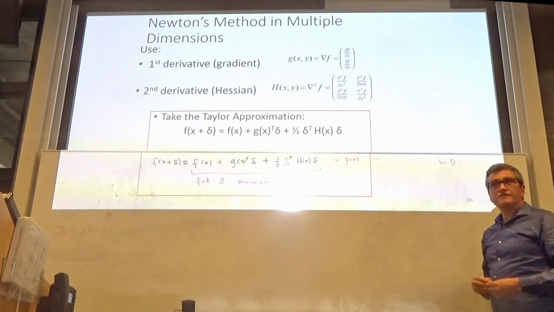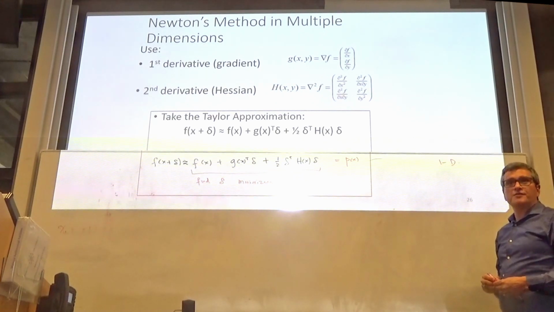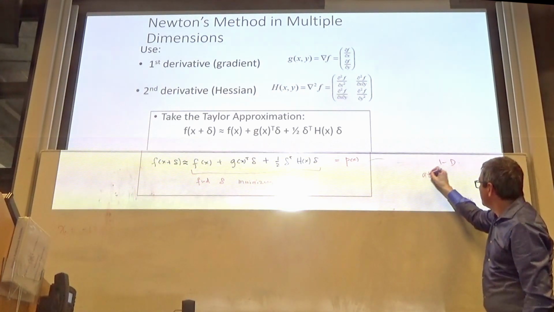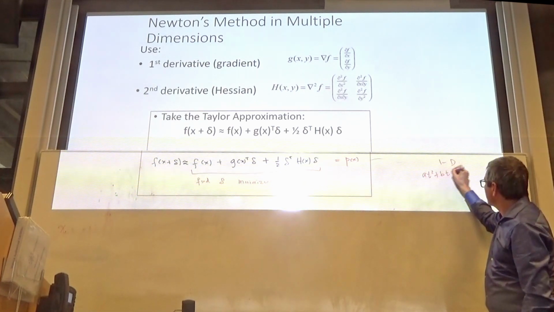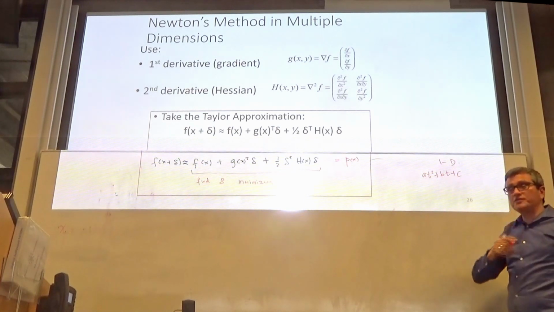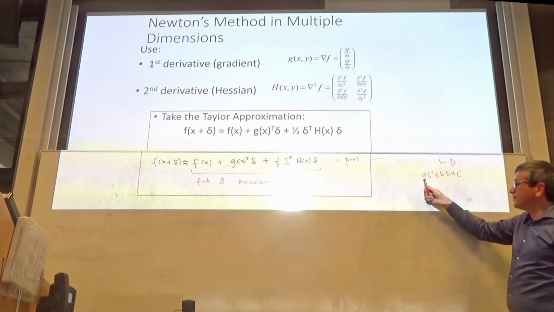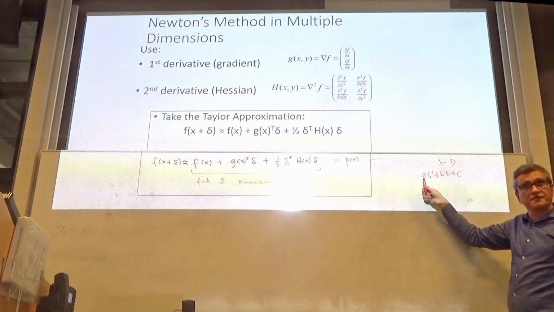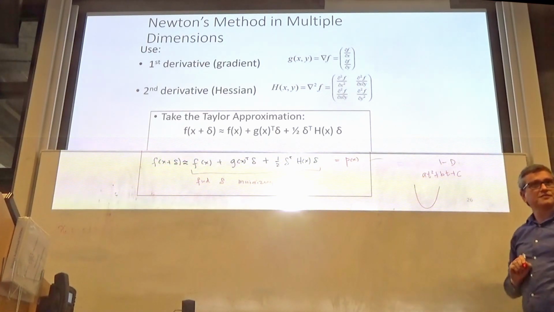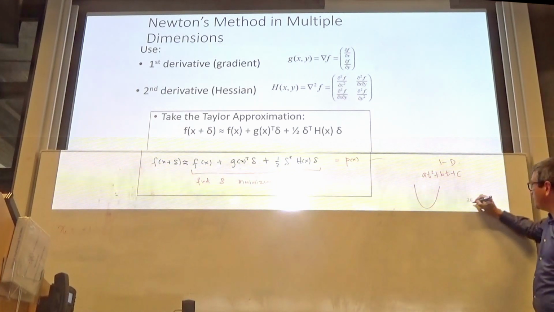What quadratics do we have? Basically, we have 3 types of quadratics. The quadratic in 1D is at squared plus bt plus c. Algebraically, there is only one type, but when we do it geometrically, it could happen that a is positive, and therefore we are like that. Or it could be like this.